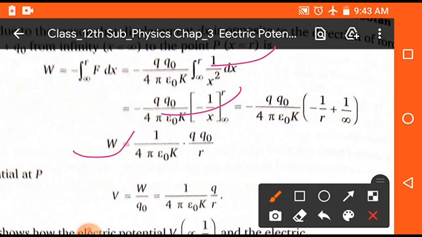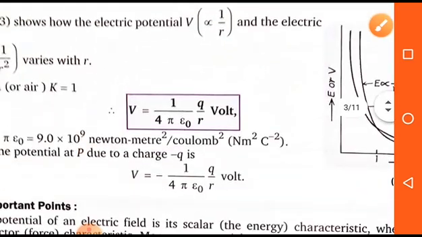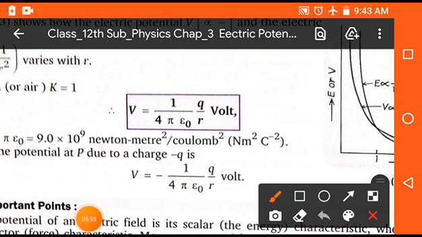And finally we get V is equal to W upon Q naught, because we have to find the potential, and we know that potential is V is equal to W upon Q naught. So by putting the values, we get 1 upon 4 pi epsilon naught Q upon r. So finally the formula is V is equal to 1 upon 4 pi epsilon naught Q upon r. This is the required expression for the potential at any point due to a point charge.